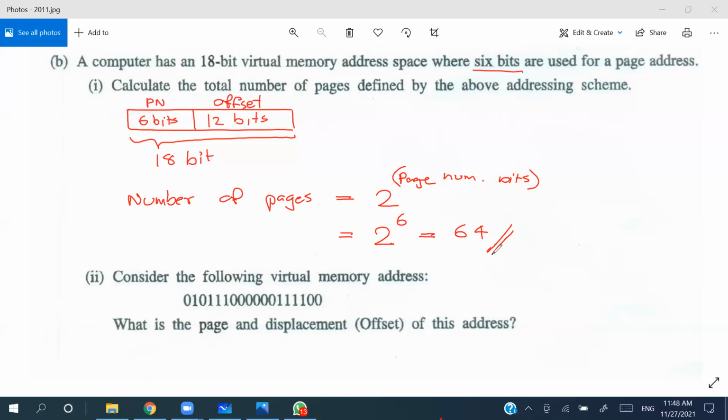Right? And next they say, consider the following virtual memory address, this particular address. What is the page and the displacement of this address? So it is easy. They have given us a particular address, so we are going to define the page number portion and the offset portion. We know the page number has 6 bits, right? So 3 plus 3, 6 bits are there.